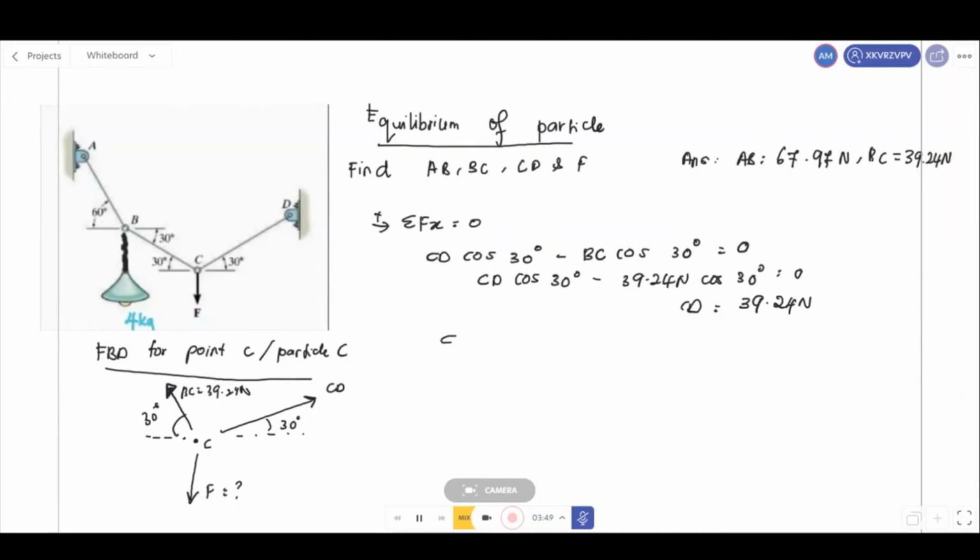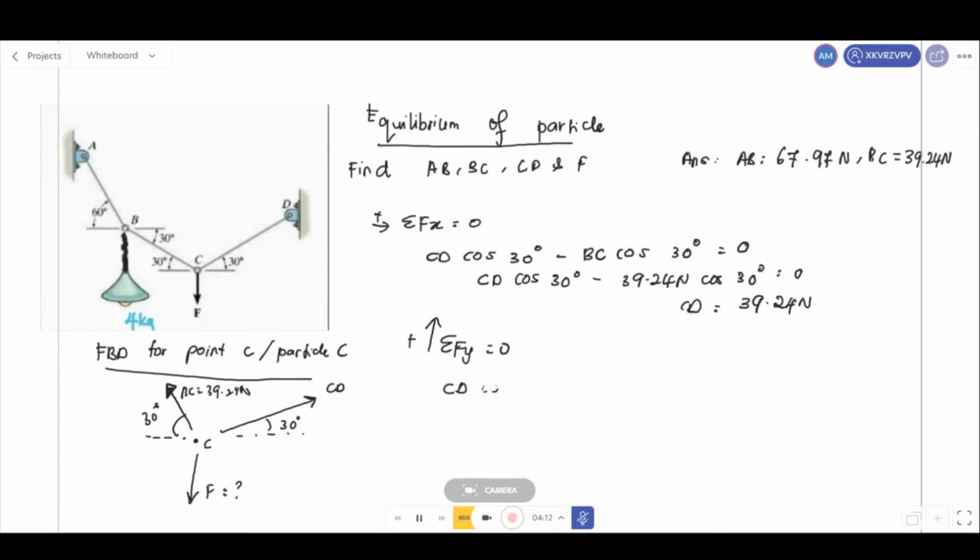And the next one, to find F, we have to use the summation of Fy equal to 0, because we have only a y component for F. So we write that. Okay, so we have the positive for the CD.